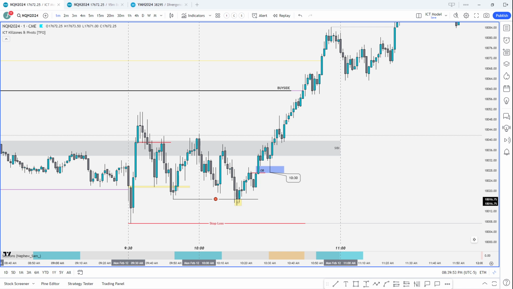I'm not sure I know what you mean. If you can rephrase it, I'd appreciate it. Is it safer to place the stop at sell side rather than at a fair value gap or order block, right?